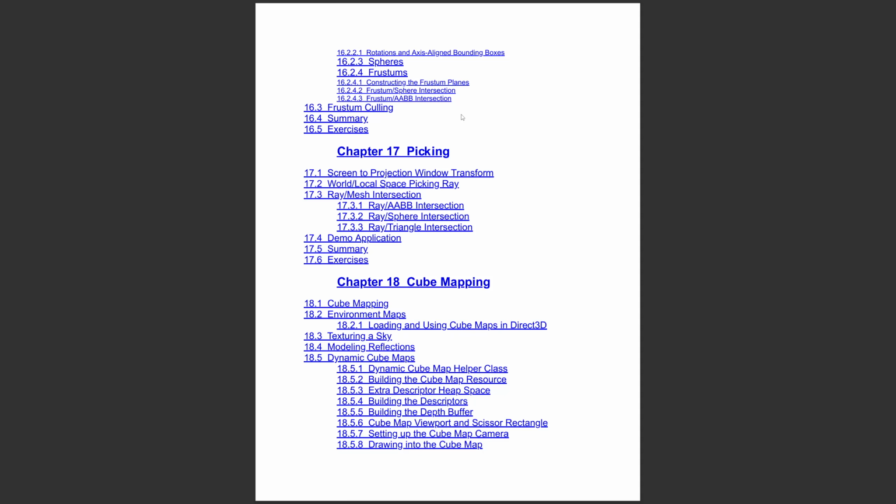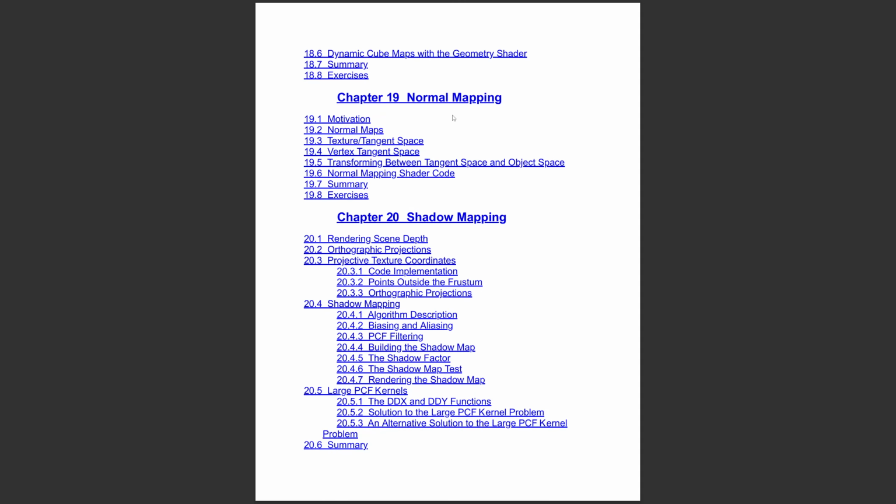And we have the dynamic cube maps, the dynamic cube map helper class, and the building of the cube map resource with extra descriptor heap space, building the descriptors, building the depth buffer, as well as the cube map viewport and scissor rectangle, as well as setting up the cube map camera and drawing into the cube map. Dynamic cube maps with the geometry shader and summary and exercises.